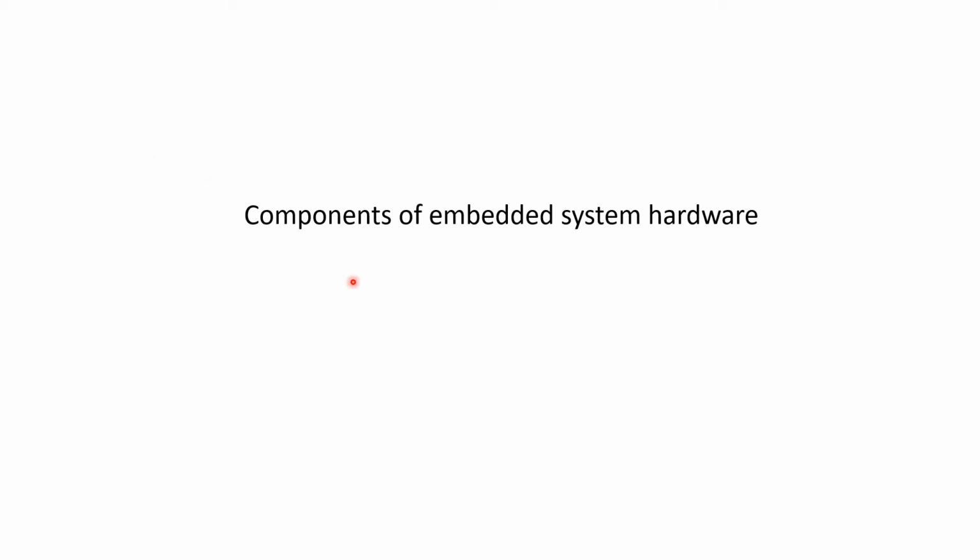Now in this section we will be focusing on the components of an embedded system, that is, the hardware components. In the previous section we have seen that the different components of embedded systems are hardware, software and the real-time operating system. So this section focuses on the different types of hardware units in embedded systems.